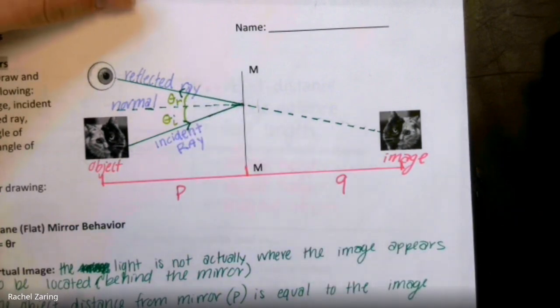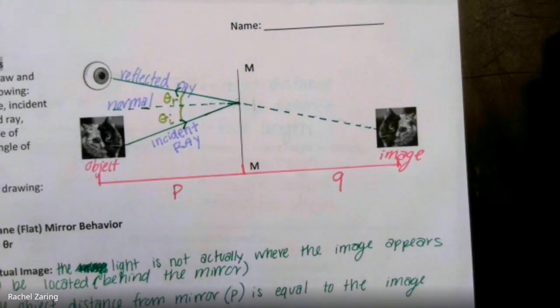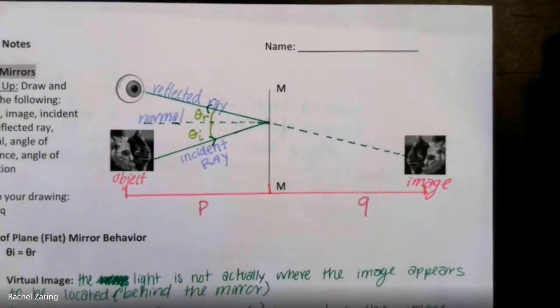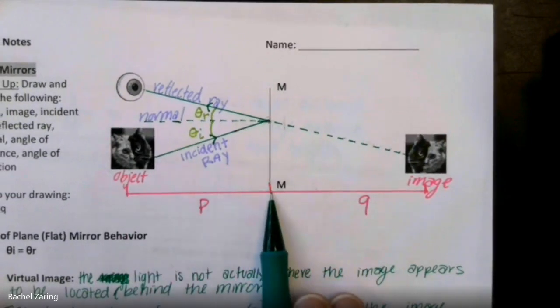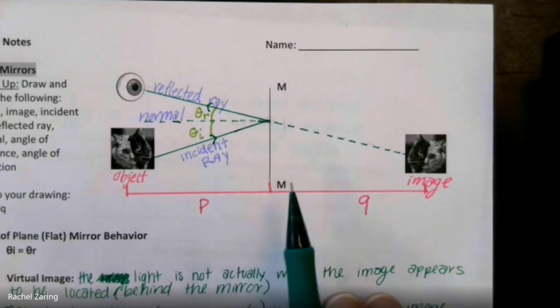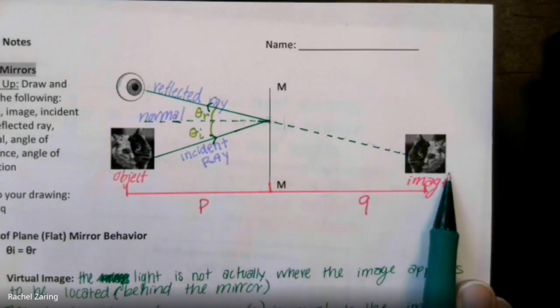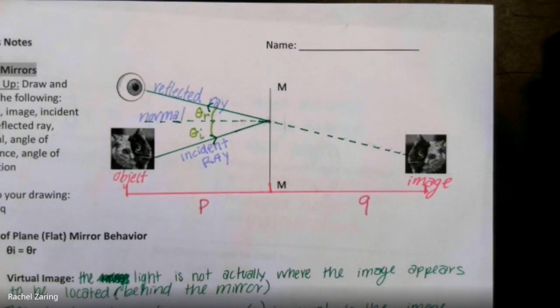I've also asked you to add to your drawing P and Q. We're going to go over these terms in a moment, but while I have this image up, why don't you go ahead and label this? There is a distance from where the object is to the mirror that we call distance P. And the distance from the mirror to the image is what we call distance Q. So go ahead and take a moment and add that to your notes and make any corrections that you need to on your note taker for today.